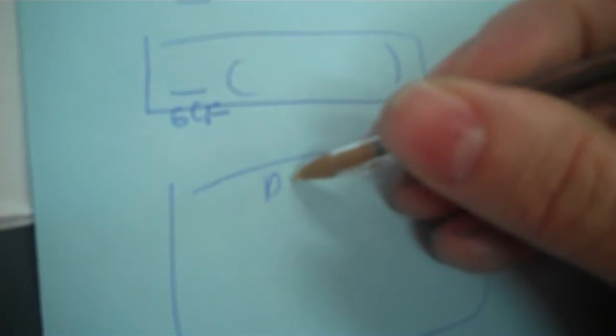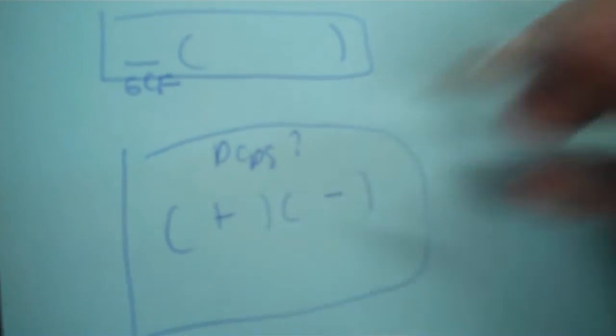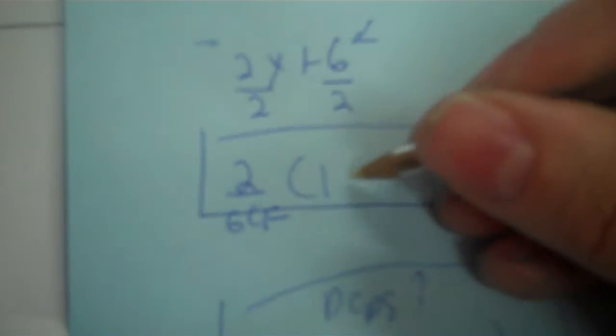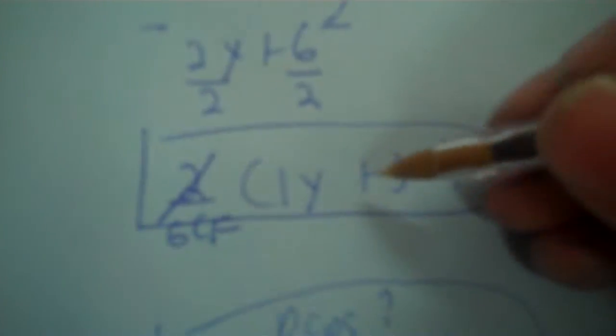GCF and difference of squares. So I don't see the variable, I don't see the negative. 2 and 6, however, are both in the second row, so that would be a GCF of 2. So that would go up and divide by 2, and that's going to be 1y plus 3. So you bring the 2 down here and take it out. Put it down there so it's there. Plus, that's a no.